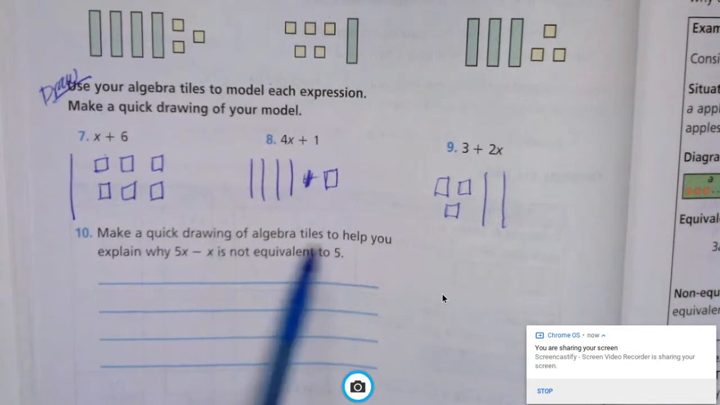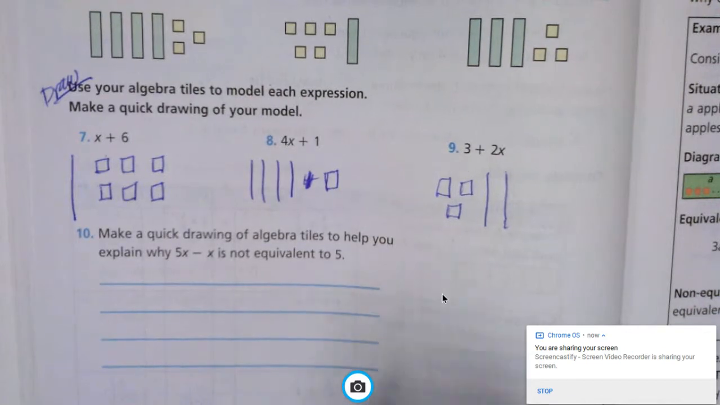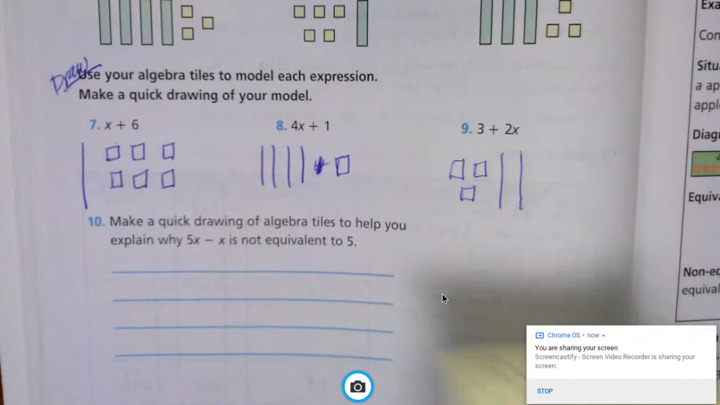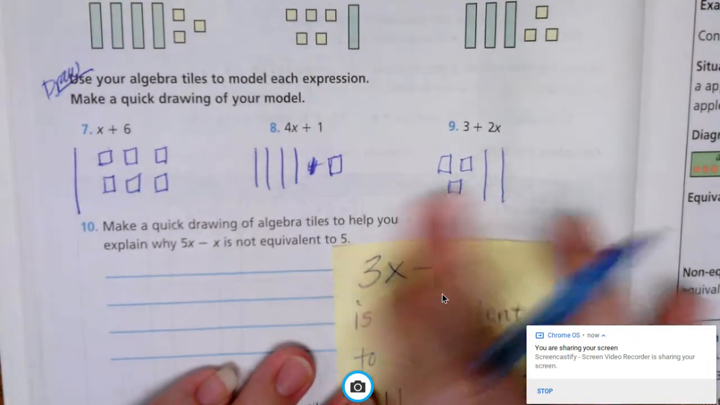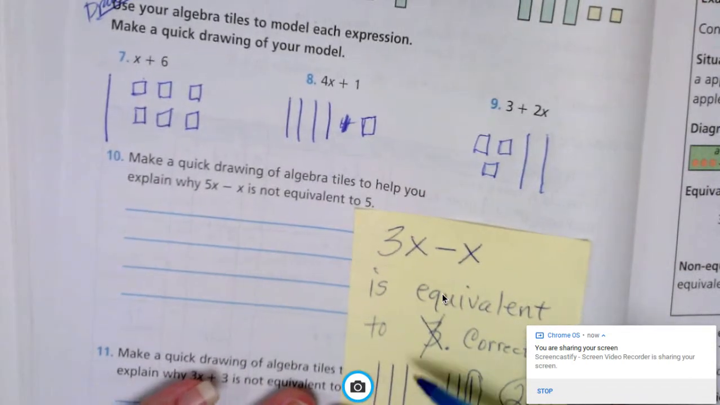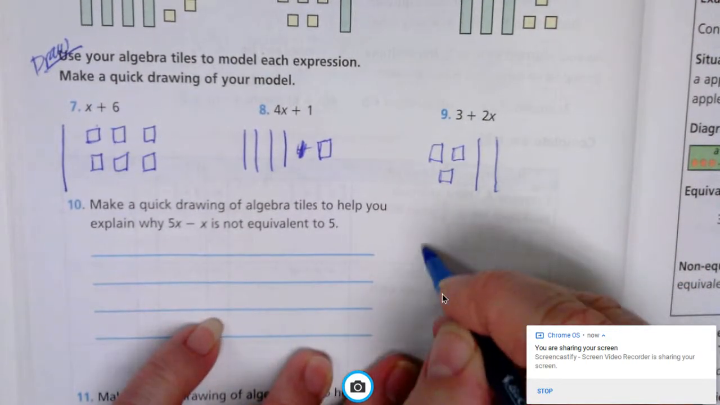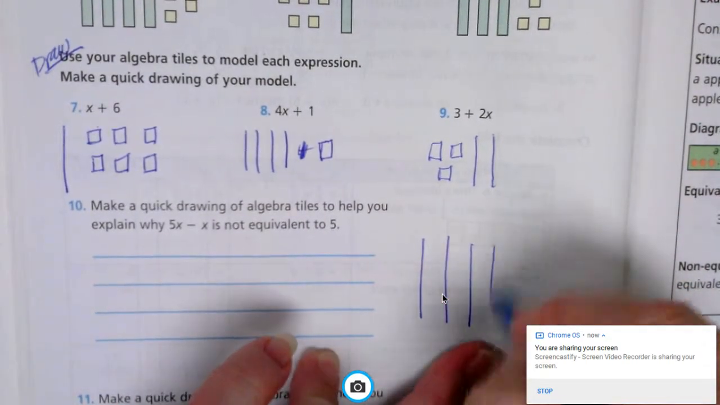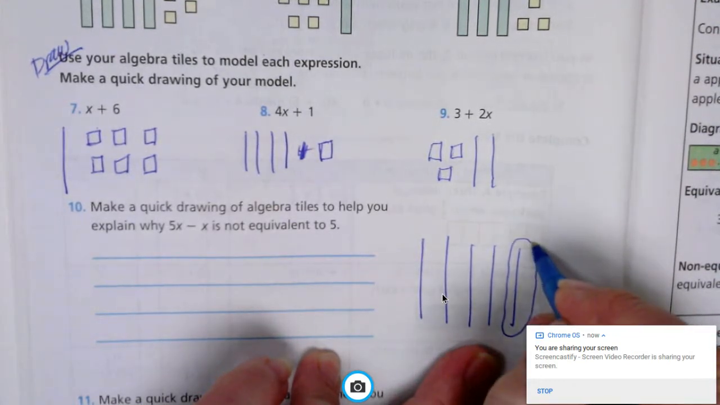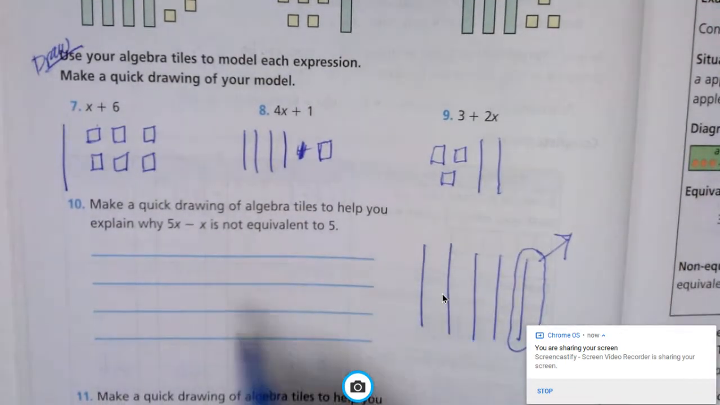Number 10, make a quick drawing of algebra tiles to help you explain why 5x minus x is not equivalent to 5. Well, we already went over that when I gave you the little demonstration. Remember this one? If you take an x away, you're taking an entire rectangle tile away. So you could draw it like this. 1, 2, 3, 4, 5. And take away 1. And describe it.